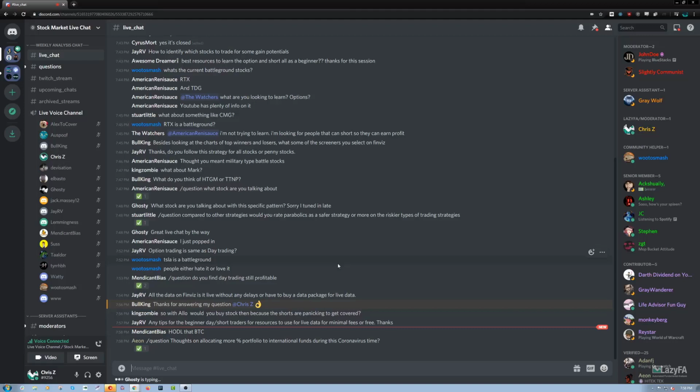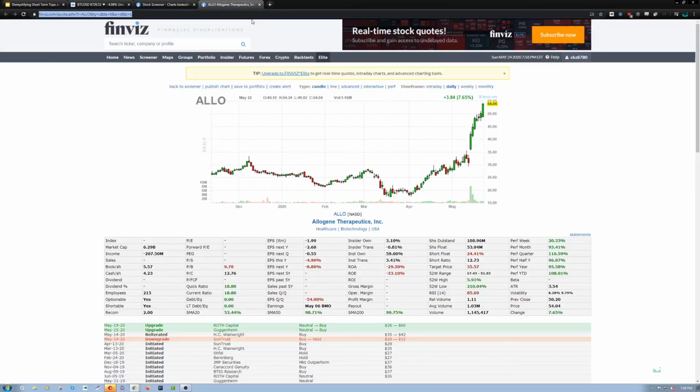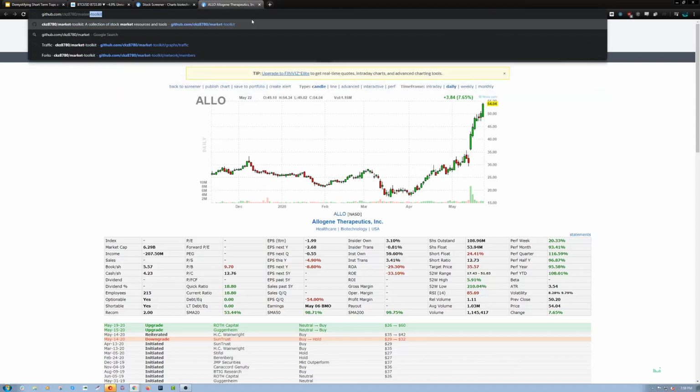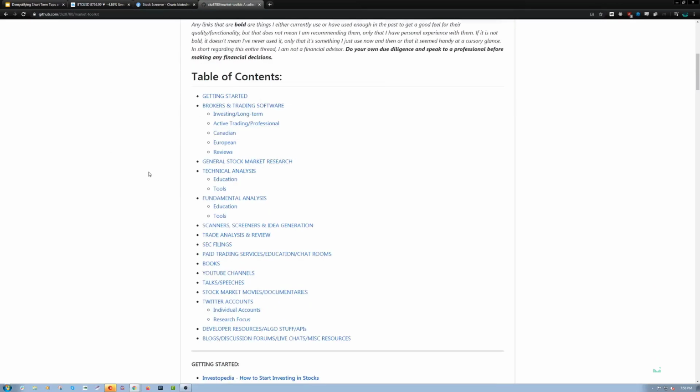If you're new, you should spend a little bit of time in the market toolkit that I created. There's a ton of just beginner stuff in there. There was a link to it, I'll put it in the chat also. I put this up on GitHub so that people could submit pull requests to it if they wanted. There's an entire getting started section.